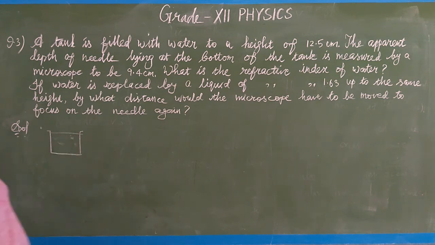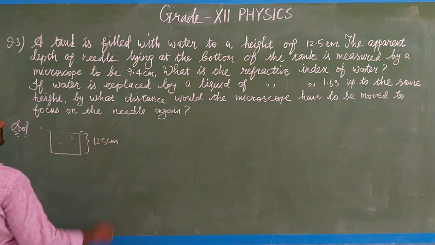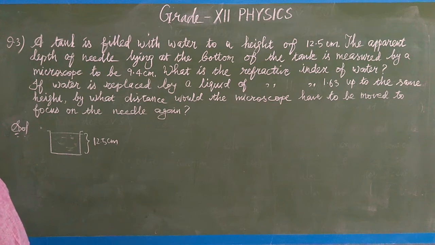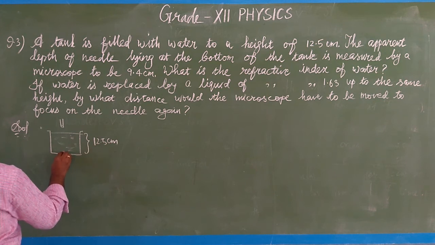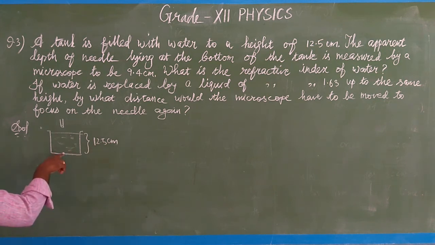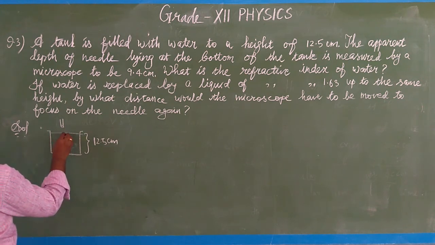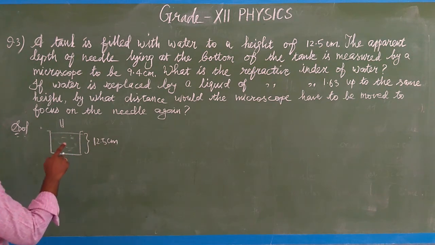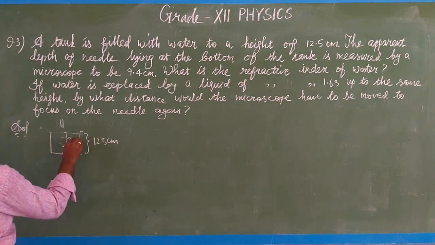To a height of 12.5 centimeter. That is, 12.5 centimeter is the height of the tank that is completely filled with water. The apparent depth of the needle lying at the bottom of the tank is measured by a microscope. So a needle is placed originally at the bottom of the tank, but this is not the original depth. The apparent depth of the needle observed under the microscope is found to be 9.4 centimeter.